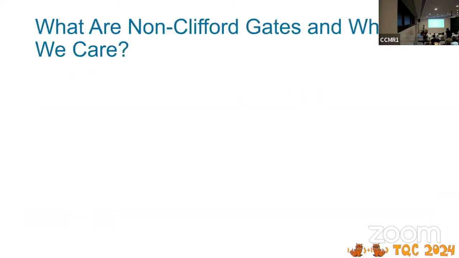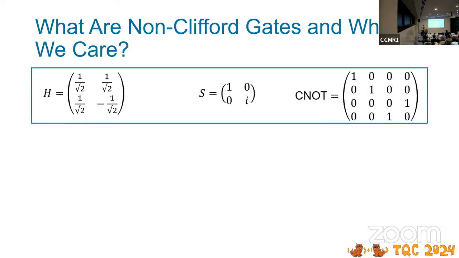So what are non-Clifford gates and why do we care? This should be reviewed for most of you, but the Clifford gates are the following set of unitaries. You've probably seen the Hadamard and CNOT. You've definitely seen those. You probably have seen the phase gate. And a non-Clifford gate is anything that is not generated by the set of unitaries.